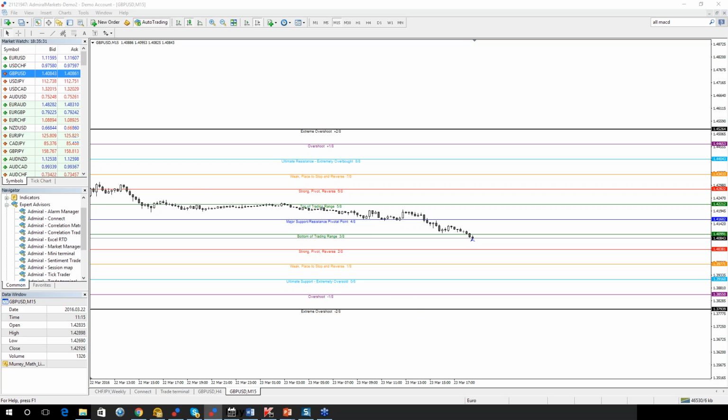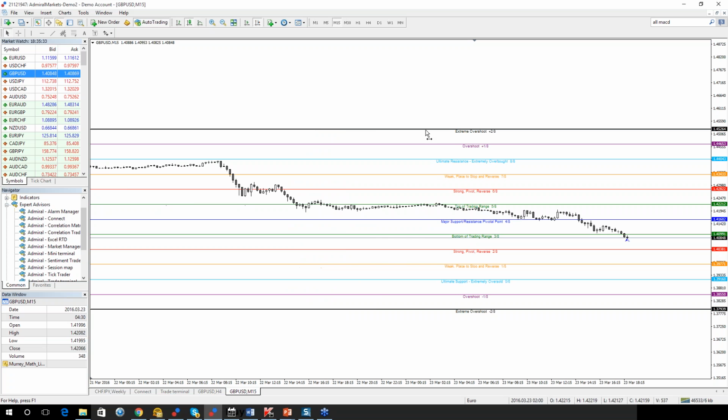Never ever try to buy here, no matter what you think it can be. This is for selling, this is for buying. We don't sell, we don't buy here, we don't sell here. So once the price breaks through plus 2.8 or minus 2.8, it will print out new levels.